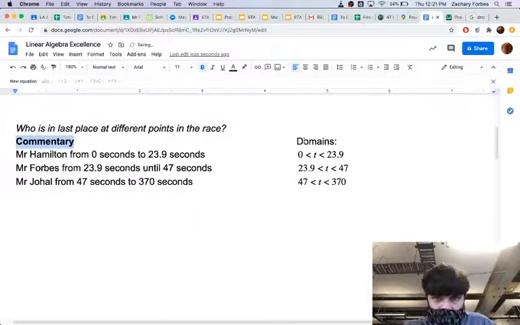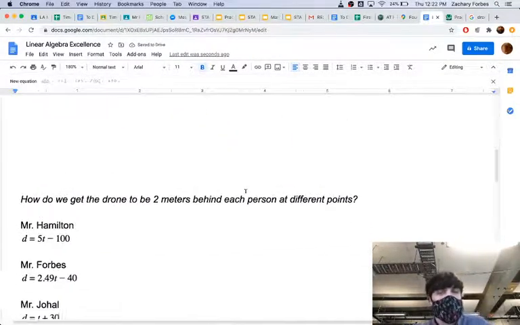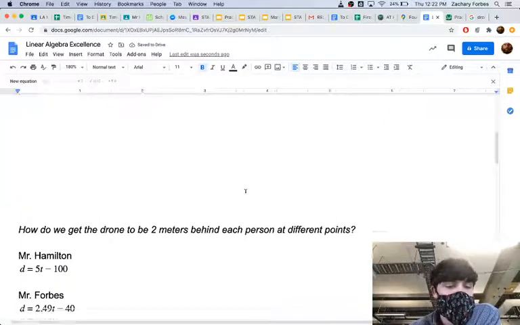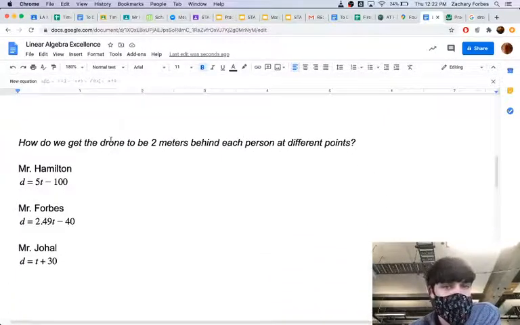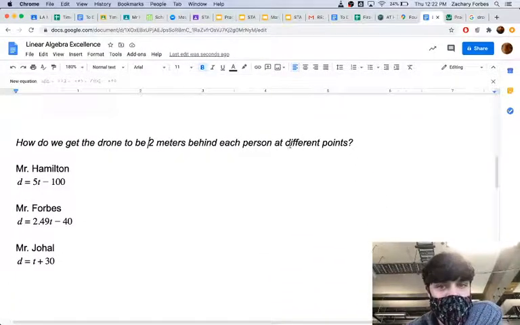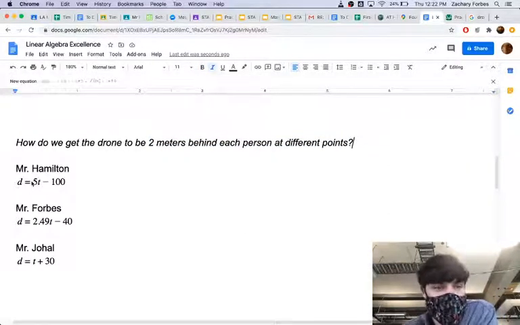All right. So these are going to be the points. So the next question is, how do we get the drone to be 2 meters behind each person at different points? So Mr. Hamilton's first, and his equation is d equals 5t minus 100.